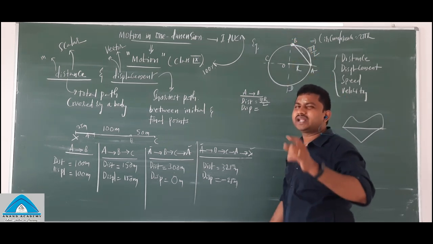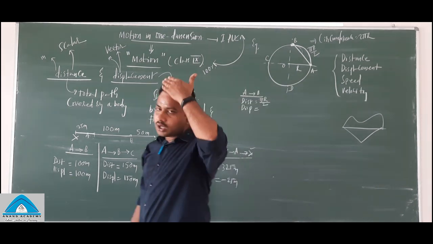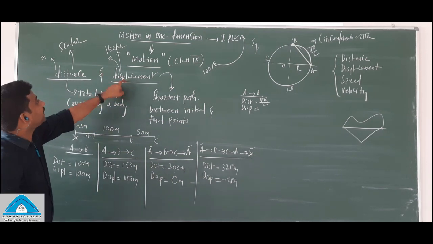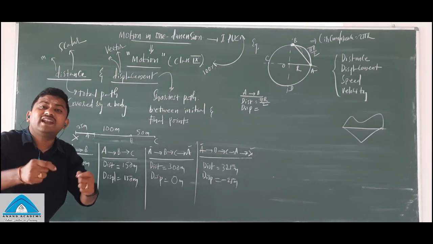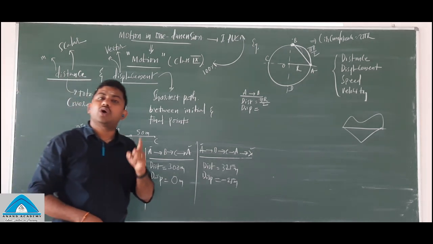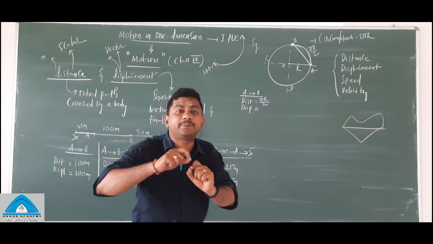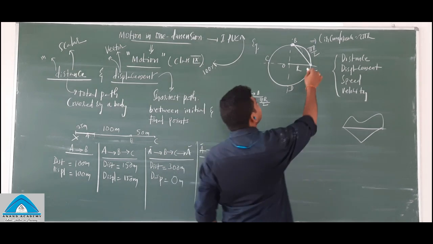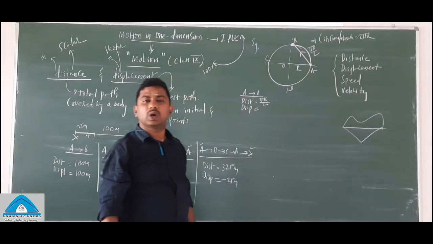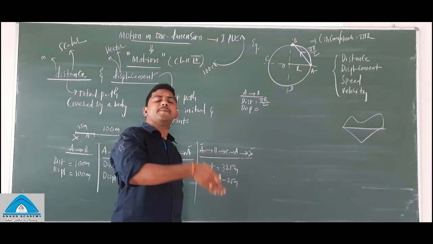And one more point I just wanted to tell you here: the direction of the displacement. We had already discussed that displacement is a vector quantity, which will have a direction in it. So the direction of displacement is always from the initial point to the final point. See the direction of the displacement. Okay, clear? So let's come back to this question.